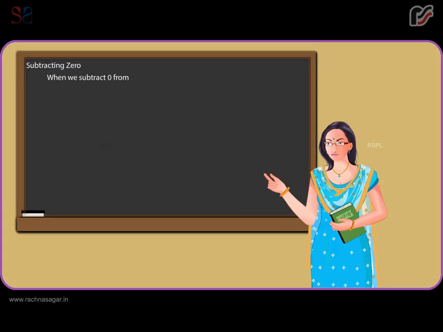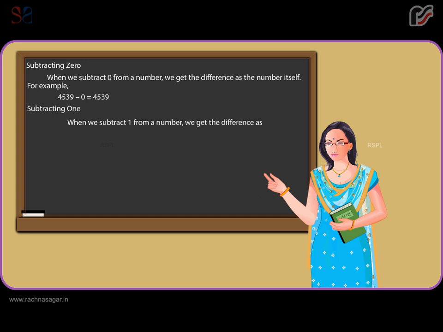Properties of subtraction. Subtracting 0. When we subtract 0 from a number, we get the difference as the number itself. For example, 4,539 minus 0 is equal to 4,539. Subtracting 1. When we subtract 1 from a number, we get the difference as the previous number or predecessor. For example, 2,268 minus 1 is equal to 2,267, which is predecessor of 2,268.